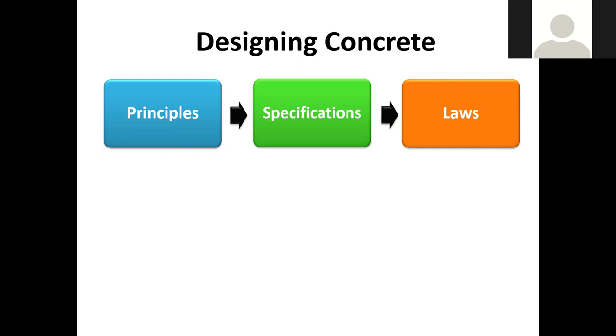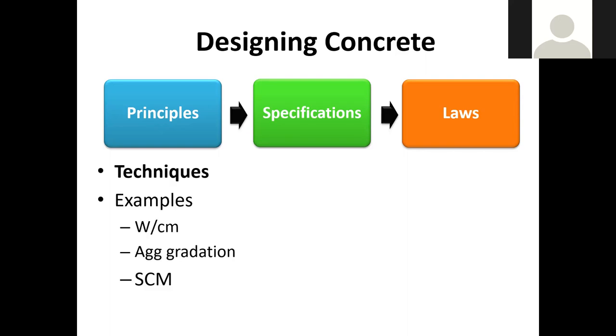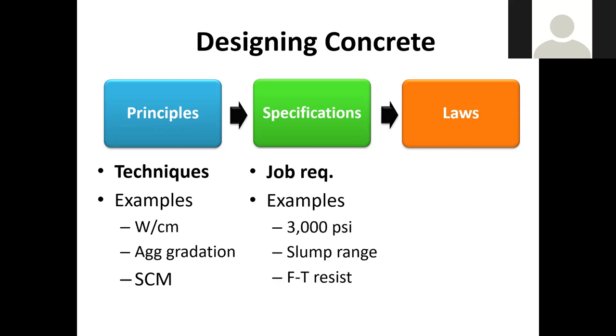And then you have principles. So principles are how to meet the specifications that are on the job site. So whenever you're designing that mix, and you have the job site specifications, you're going to use principles a lot of times to meet them. And you might say, okay, well, how's this work? So principles are really techniques like water cement ratio, aggregate gradation, maybe using a fly ash, different types of cement. Job site specifications are, like I said, job site requirements.